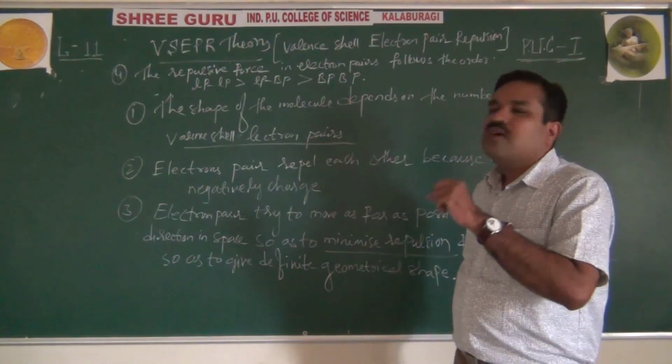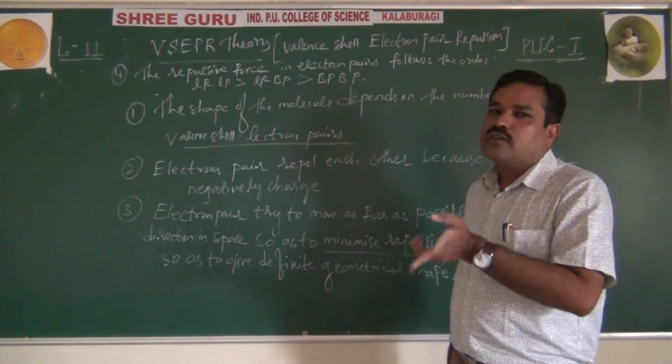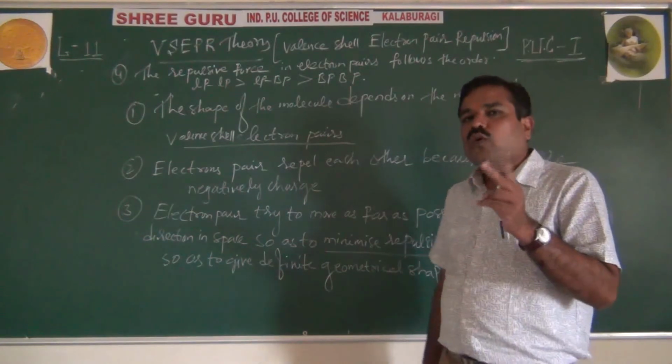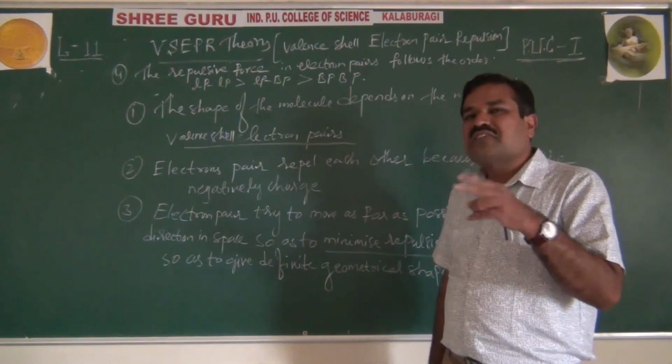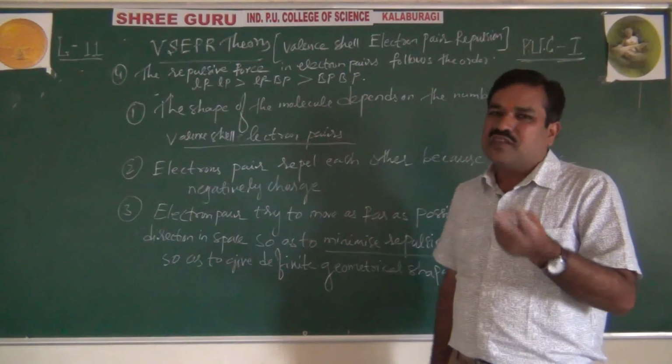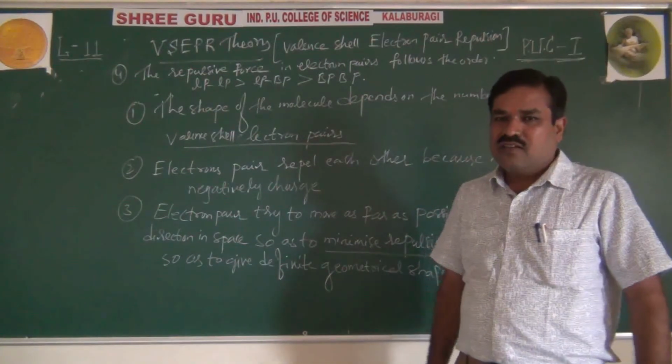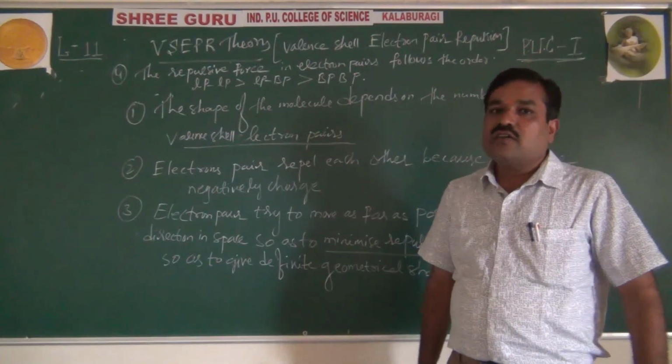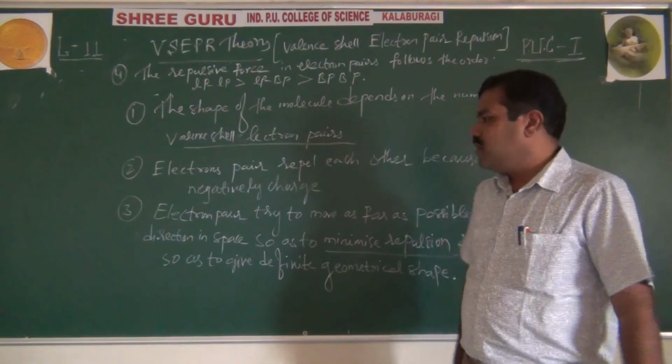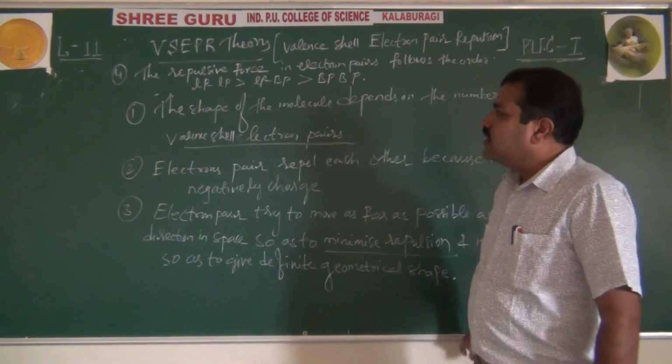That means this VSEPR theory is applicable only for those molecules that have at least two to three resonance structures, meaning definitely two to three lone pairs indirectly, right? Otherwise, if it is less than two, it is not applicable. But these are more than enough.